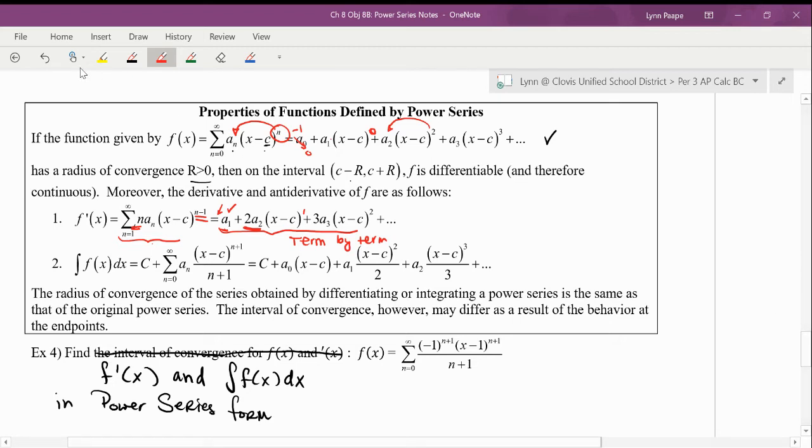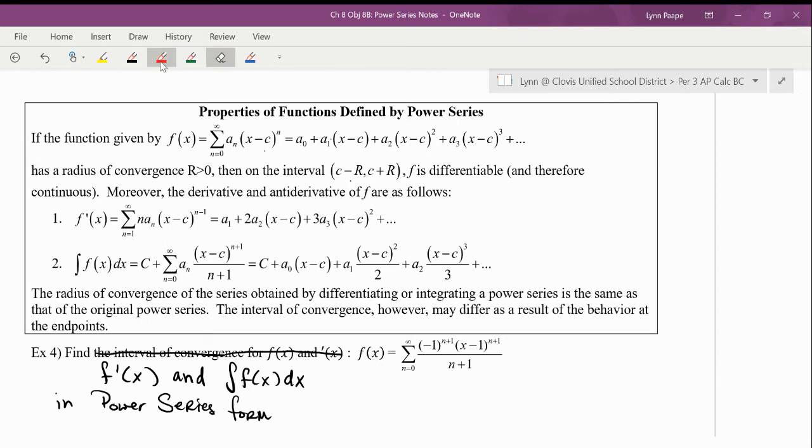And then integration works exactly the same, but we're using the power rule where we add 1 and divide by the new power. So integration, same exact idea. If I were to try to integrate this, I would add 1 to the power and divide by the new power, and so on. So what does that look like? We add 1 to the power and divide by the new power. Okay, so that is derivatives and integrals.